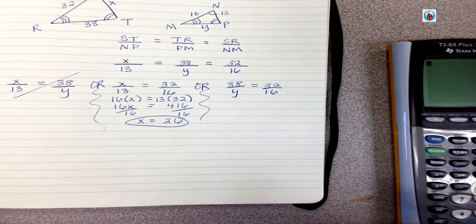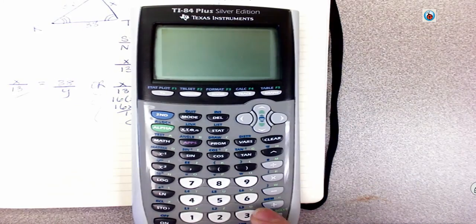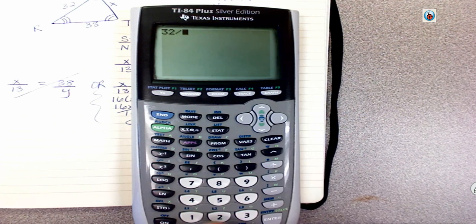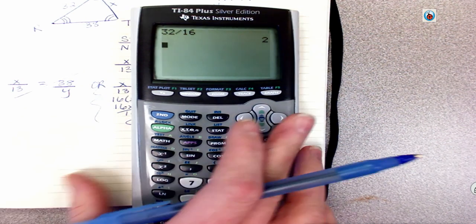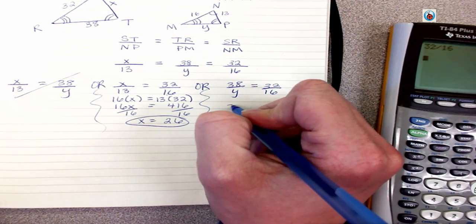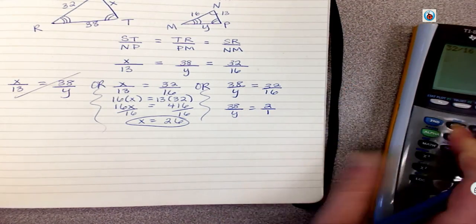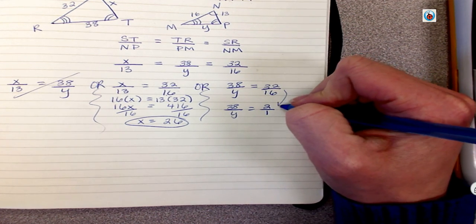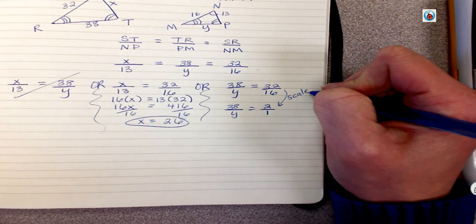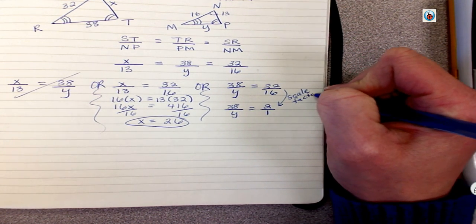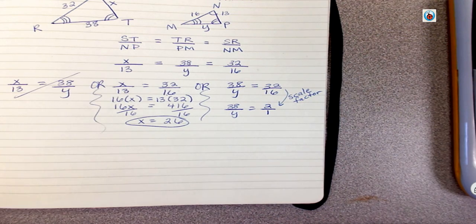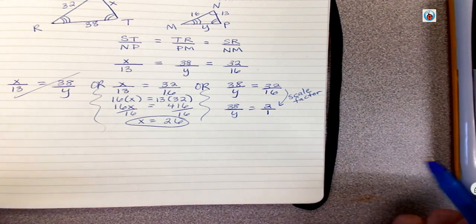Remember, a scale factor is just one of these fractions that have been simplified. So if I take 32 and I divide that by 16, I get 2. And we know 2 is the same as 2 over 1. So if you wanted to, you could change this to 2 over 1. Okay, so I'm going to put a note here. Scale factor. That's optional. If you want to do that, you can, but you do not have to do that. Here's how it helps.